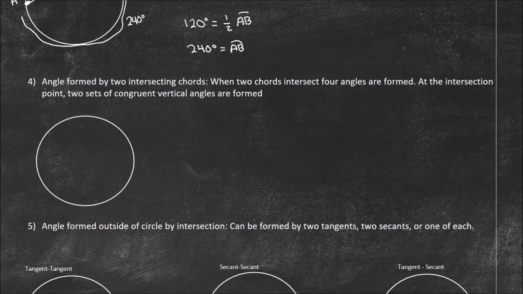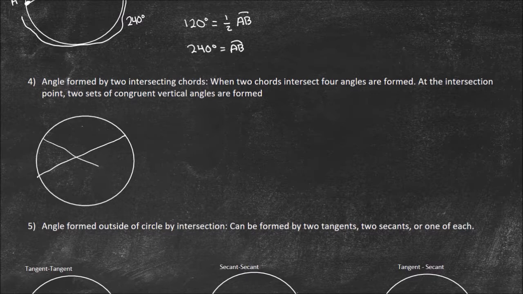Alright, so now number 4, we have the angle formed by 2 intersecting chords. When 2 chords intersect, there are obviously 4 angles formed. Let me show you what I mean. We have 1 chord here, and 1 chord here. The 4 angles are this one, this one, this one, and this one. At the intersection point, that middle point, 2 sets of congruent vertical angles are formed. Vertical angles are opposite angles. So this one and this one are congruent vertical angles, and these 2 as well are congruent vertical angles.